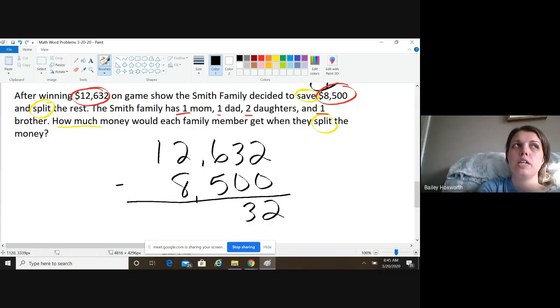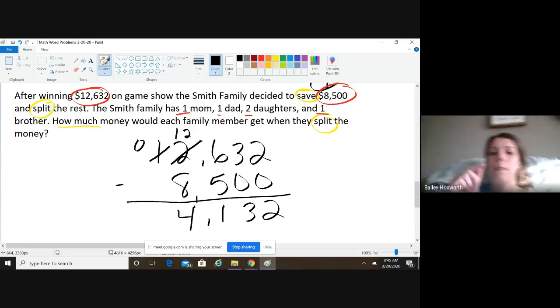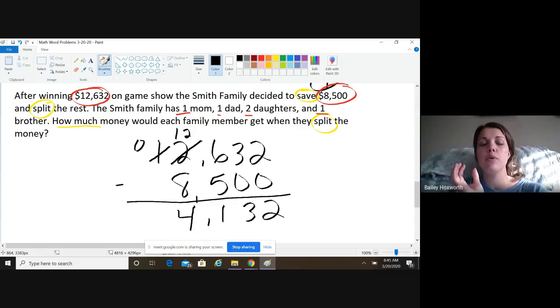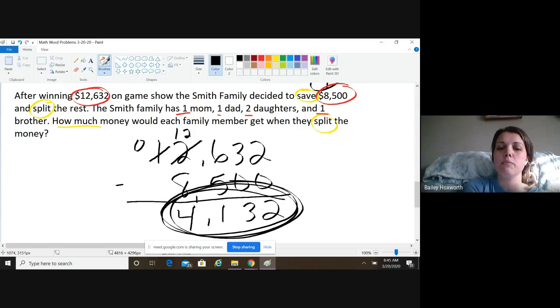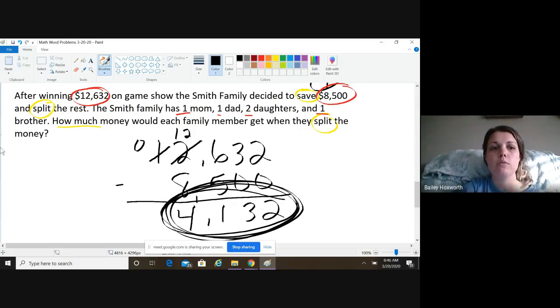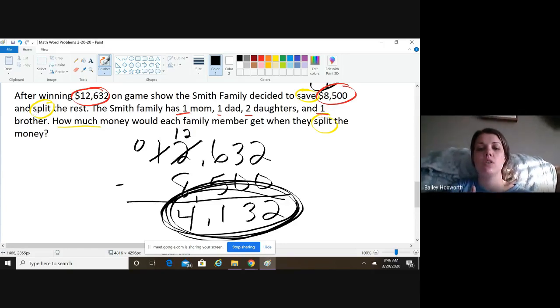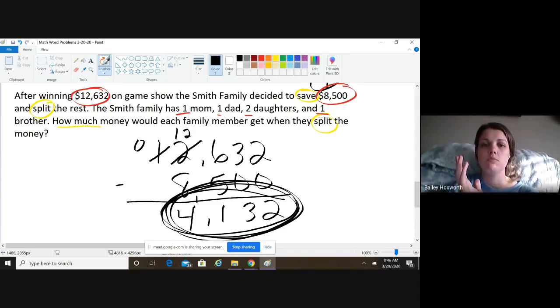Got my bigger number stacked on top. So that means once they put all their savings away, they have the total of this amount. And what are they going to do with this amount? What are those keywords we have here? We got split. So they're going to split $4,132 between how many people? One mom, one dad, one brother, and two sisters. So a total of how many people are going to be getting this money? A total of 5 people.